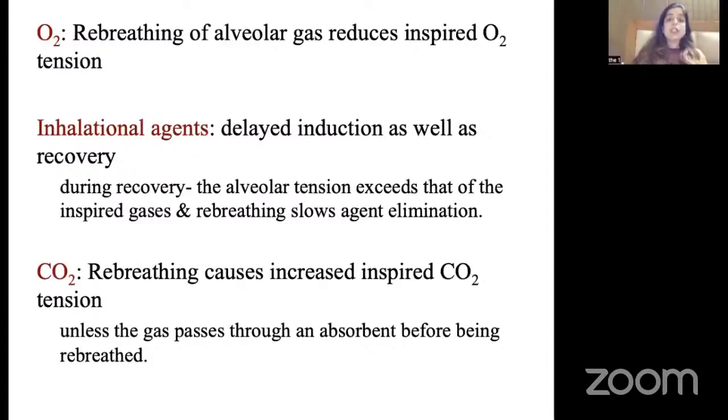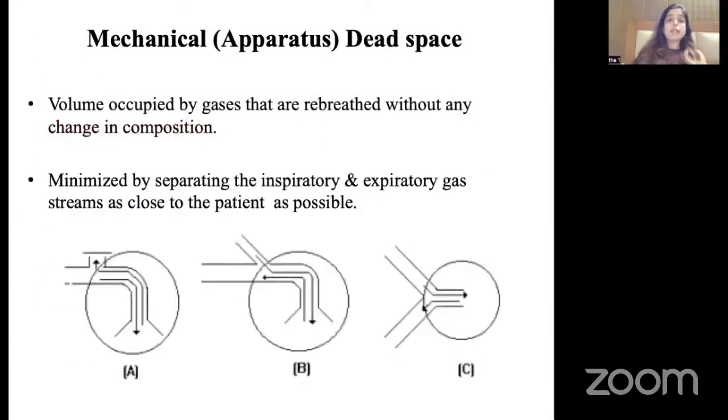While during recovery, the concentration of the anesthetic agent in the rebreathed alveolar gases will be high as compared to the fresh gas flow, which will be added to the fresh gas flow, and it will slow the elimination of the agent. Rebreathing will lead to an increase in FiCO2. Coming to the mechanical dead space. What is dead space? It is the volume occupied by the gases that are rebreathed without any change in composition. How can we minimize it? By separating our inspiratory and expiratory gas streams as close to the patient as possible.